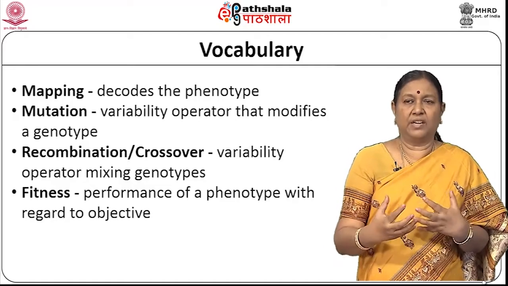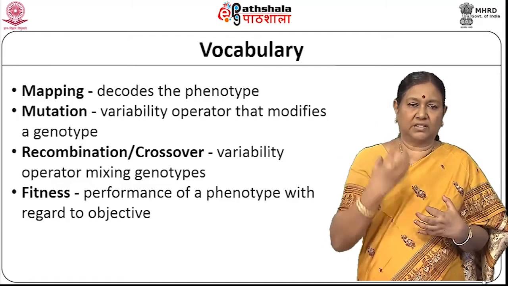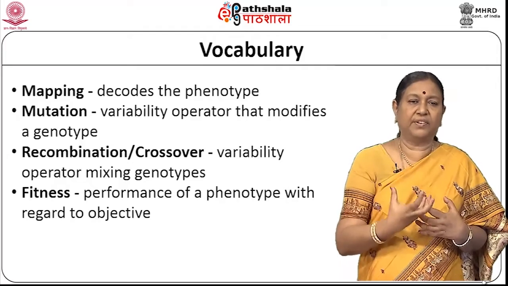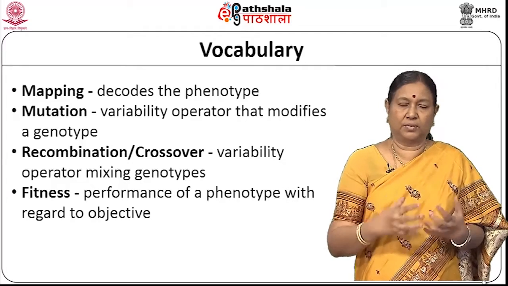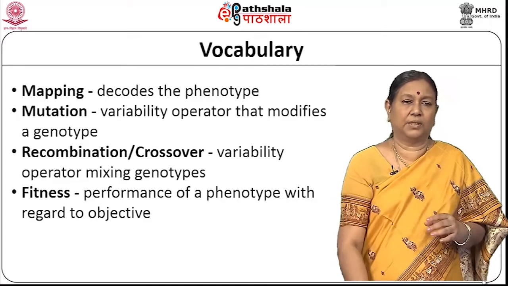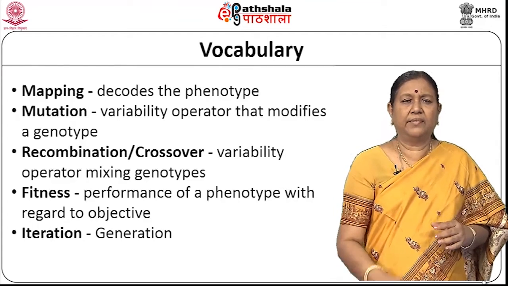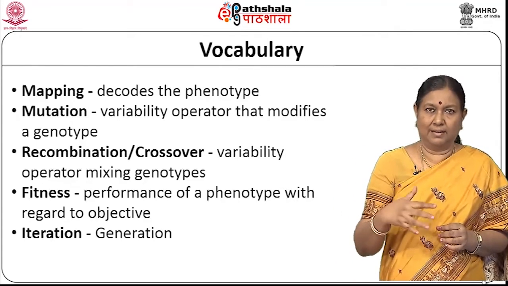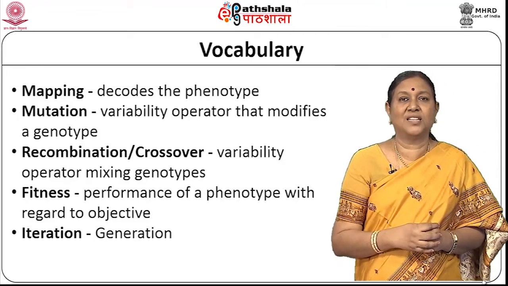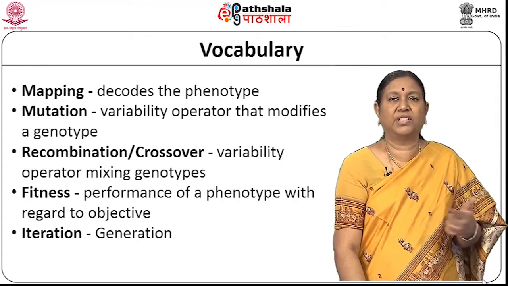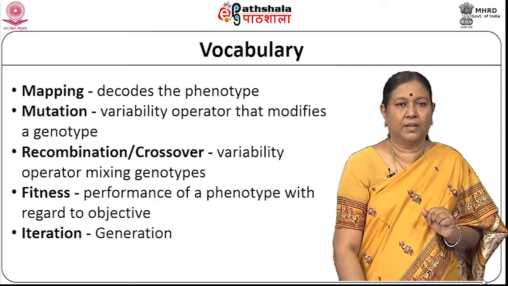So, the fitness of an individual decides whether he goes to the next generation. It is the performance of that phenotype with respect to a particular objective. So, the fitness is determined by the objective. And finally, we have iteration. In genetic algorithm terminology, it is called a generation. The number of generations is the number of iterations.